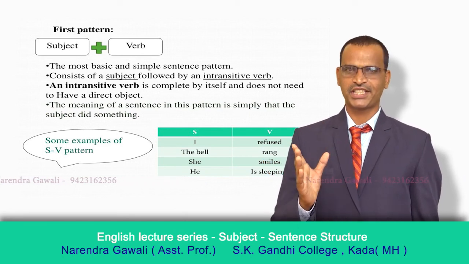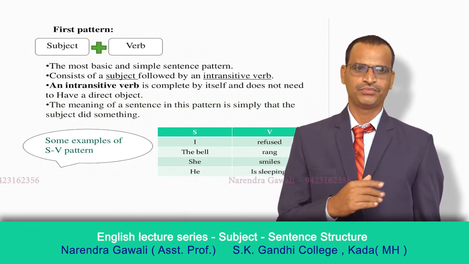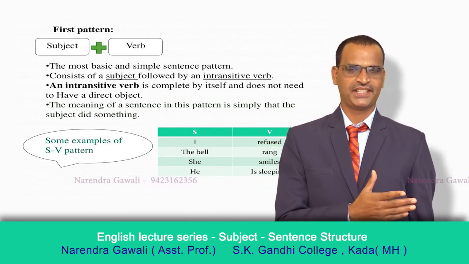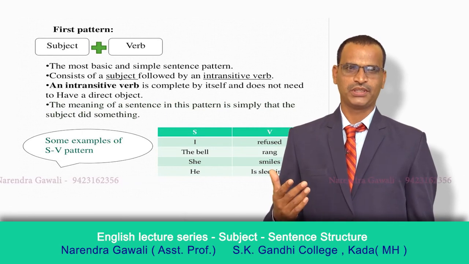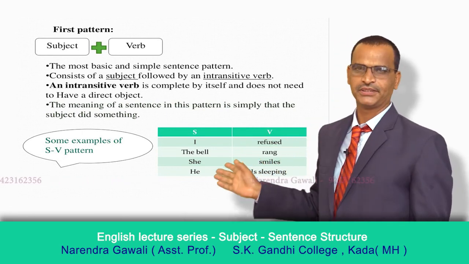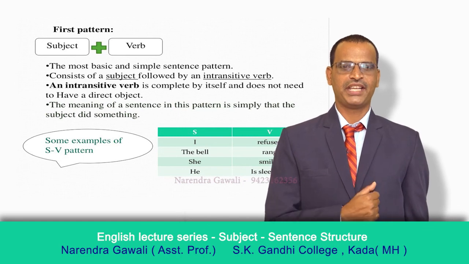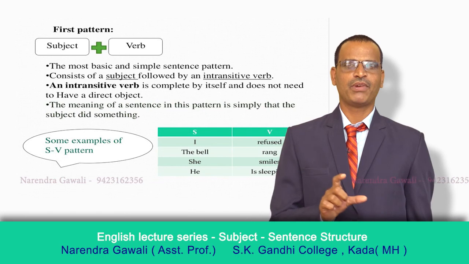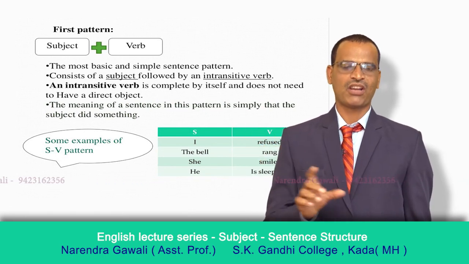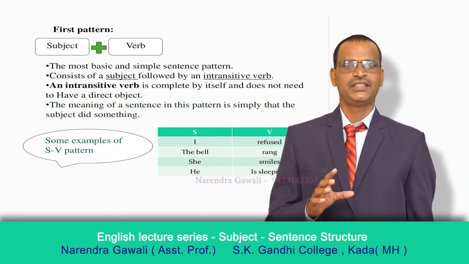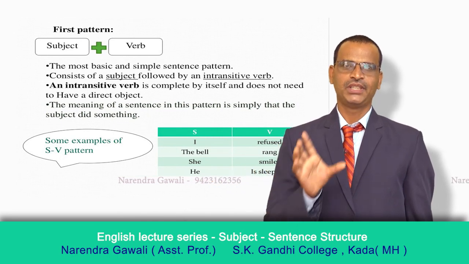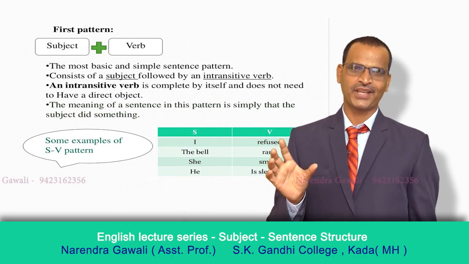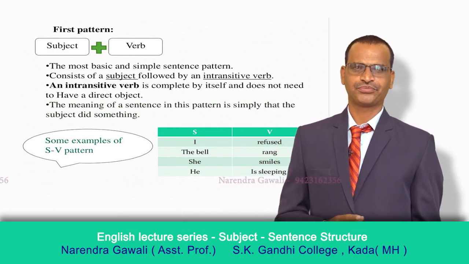The bell is subject and rang is verb. You know, she smiles, birds fly, they walk, he is sleeping, Seema is running. All these are examples of SV pattern. They are all intransitive verbs because they do not have an object. So you understand this is a very simple first basic pattern, which is called SV pattern. Okay, and we move on to the next pattern.